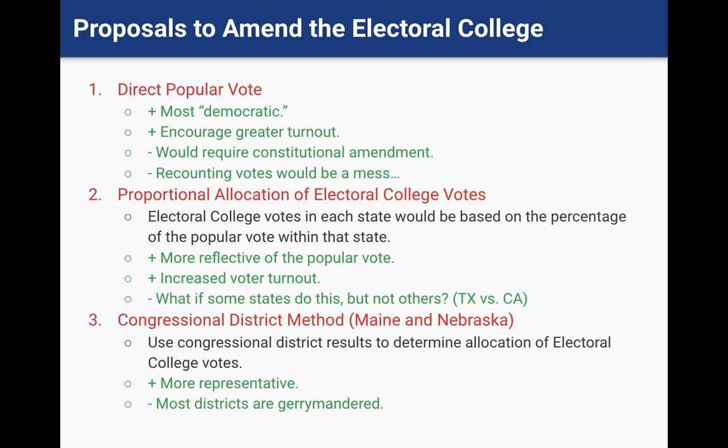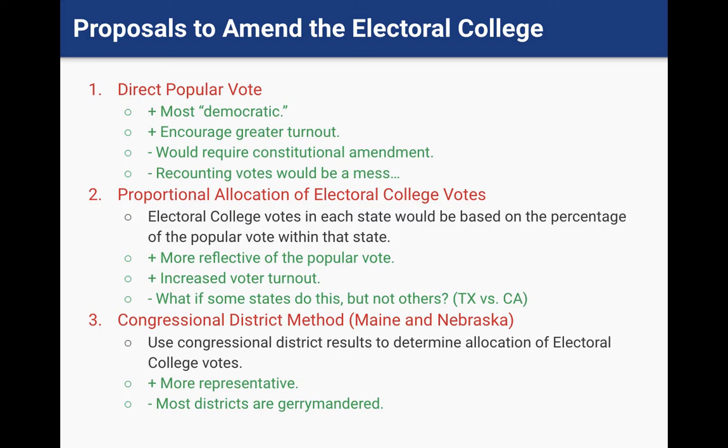Another way would be a proportional allocation of electoral votes. This is where the Electoral College votes in each state would be based on the percentage of the popular vote within that particular state. So in places like California and Texas, your larger states, the minority party is still going to get some electoral votes there. And it makes those votes meaningful. It would increase voter turnout. It would be more reflective of the popular vote.